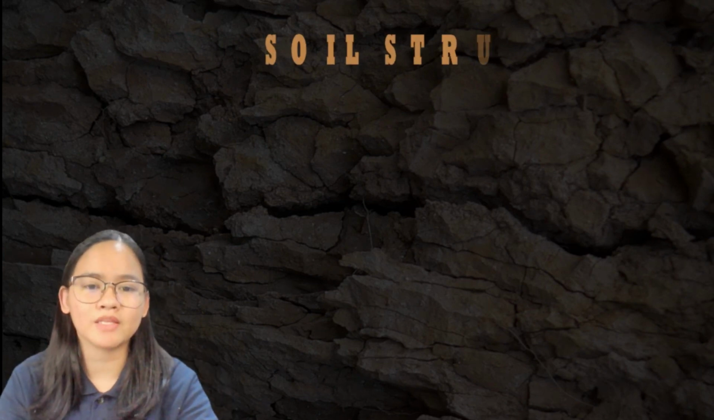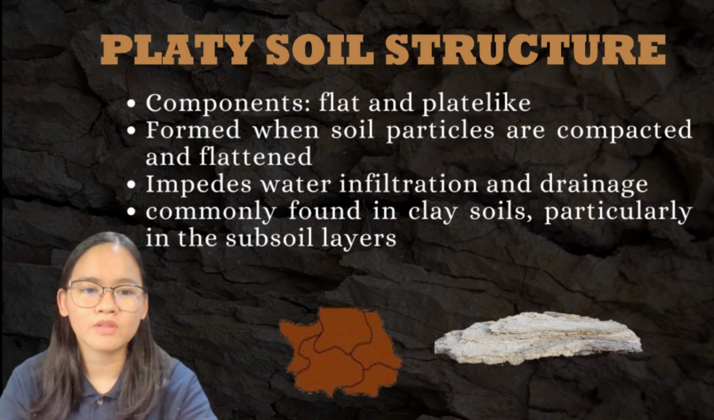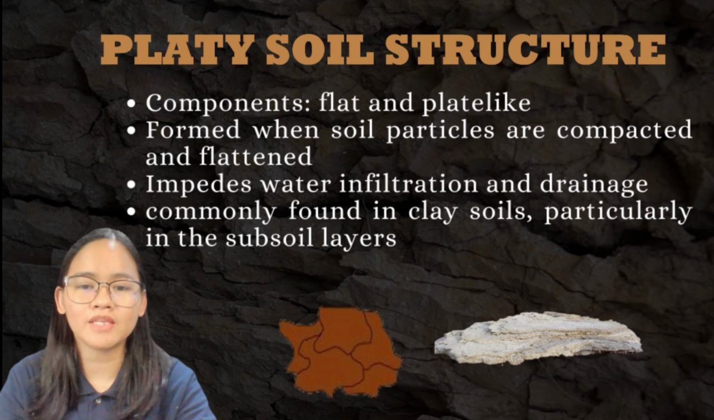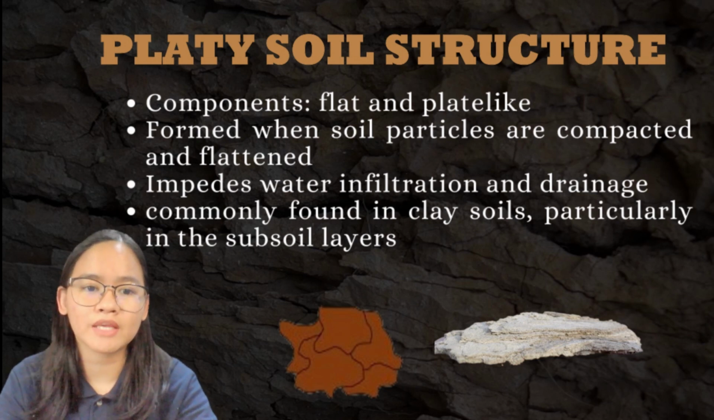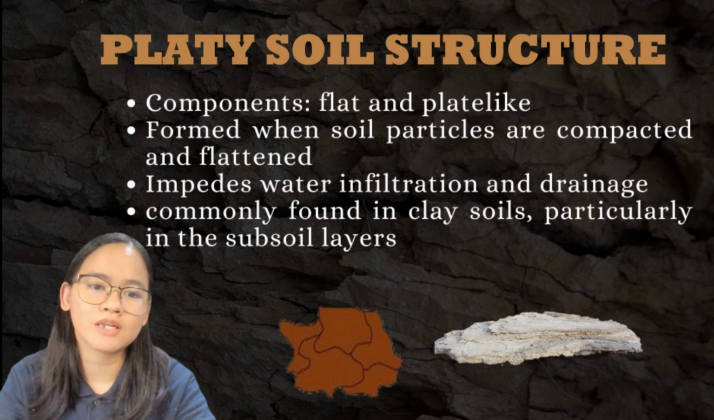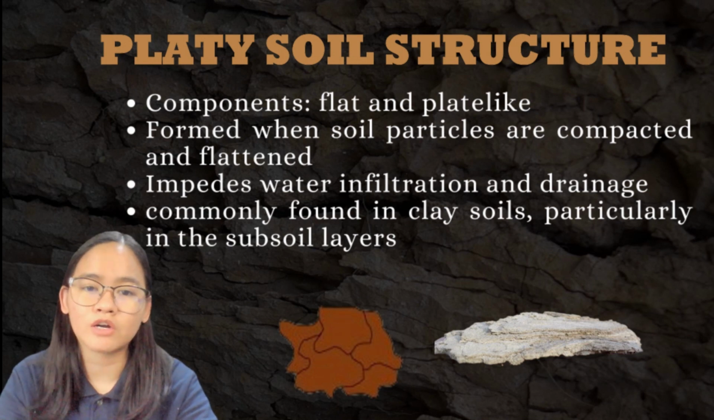The next one is the platy structure. The components of a platy structure are flat and plate-like. They are typically horizontally oriented. For plates that are thickest in the center and thinnest at the edges, lenticular platy structure is identified. Platy soil structure is formed when soil particles are compacted and flattened, resulting in the formation of horizontal layers. This can occur naturally over time due to soil erosion, or it can be caused by human activities such as heavy equipment use or overgrazing.